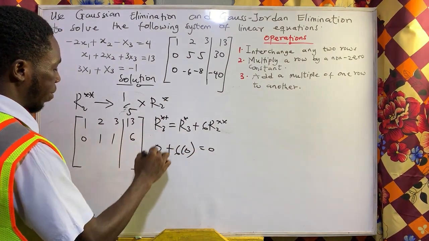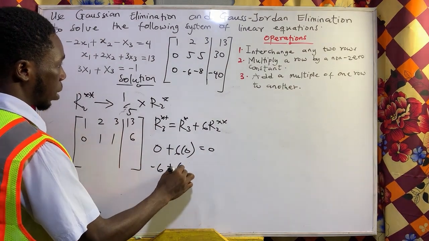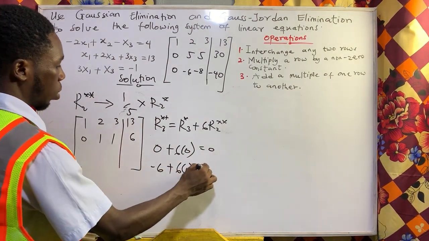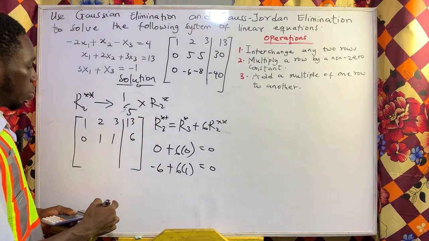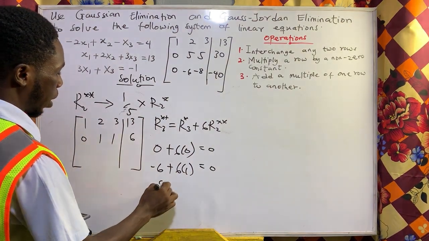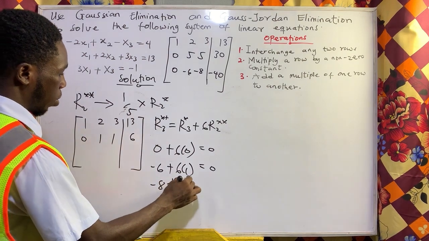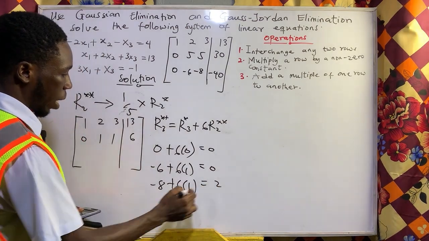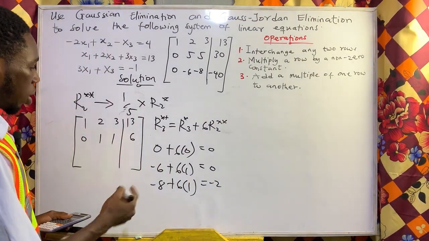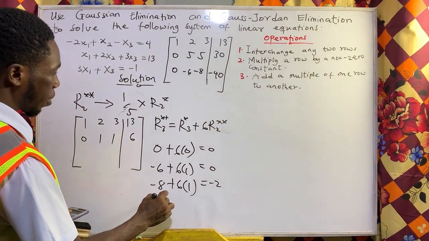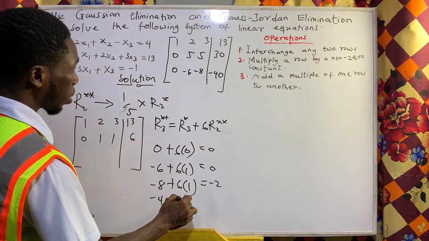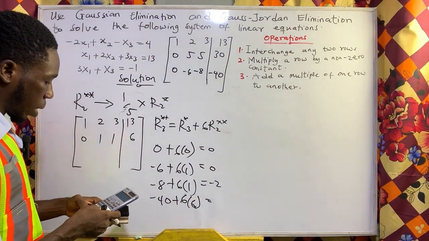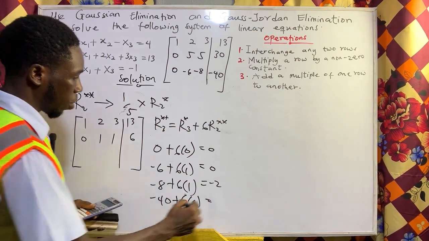Let's move on to the next value. You have minus 6 plus 6 multiplying this one here, right? This will give us 0, right? Let's move on to the next value. We are going to have minus 8, right? Plus 6 multiplying with 1, which is this one here. This will give us a value of minus 2. Okay. Let's go to the next value. You have minus 40 plus 6 multiplying with 6, right? Let's see. So minus 40 plus 6 multiplying 6 should give us a value of minus 4.